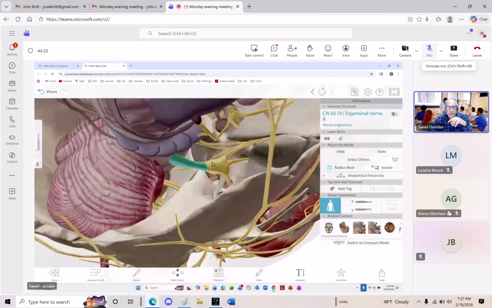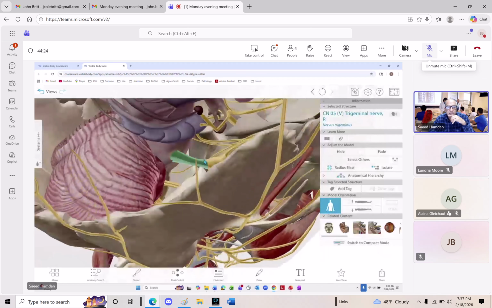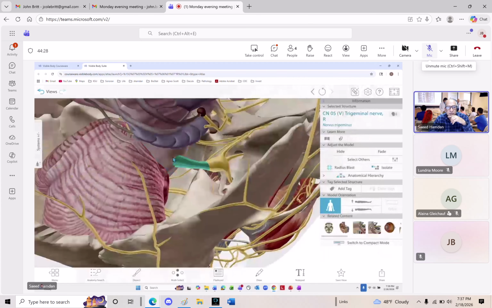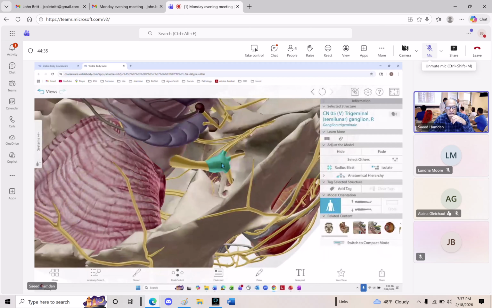So this is going to be your trigeminal nerve. Trigeminal is easy to spot. Basically it exits right from the pons. That's the pons right there. Exiting out from the pons, trigeminal. This is the trigeminal ganglion. That's the ganglion right there. Then it gives you 3 branches.